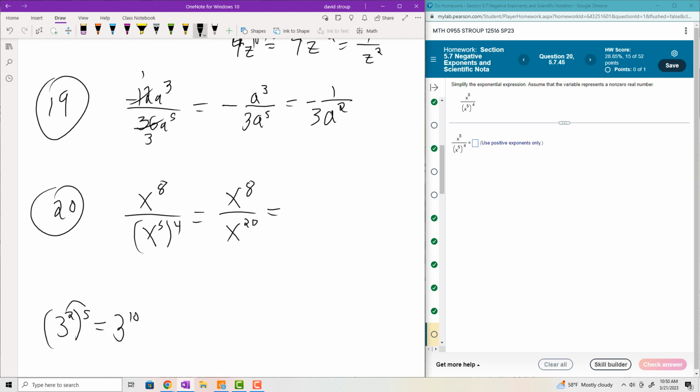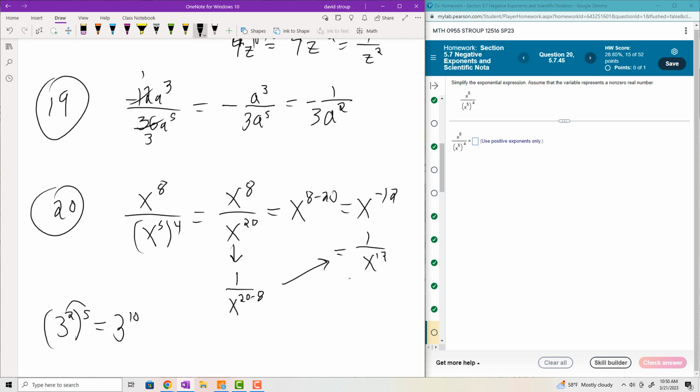If you bring the x to the 20 up, you'll get x to the 8 minus 20, which would be x to the negative 12, and then you have to bring that down, right? So it'd be 1 over x to the 12th. Again, what I'm saying is that you just automatically bring that x to the 8th down. So you'd have x to the 20 minus 8, which would give you x to the 12th, 1 over x to the 12th.